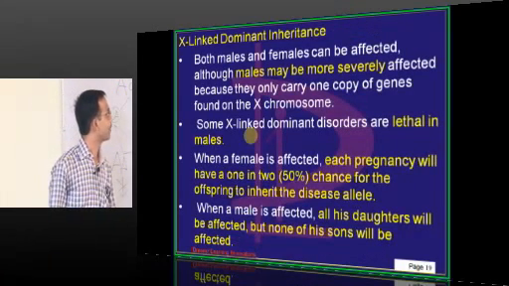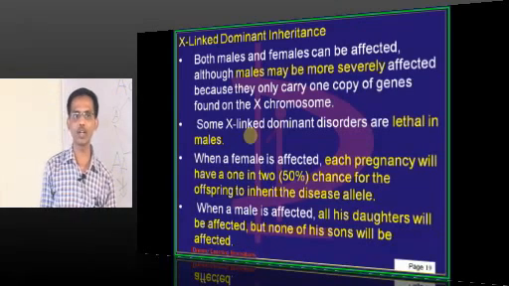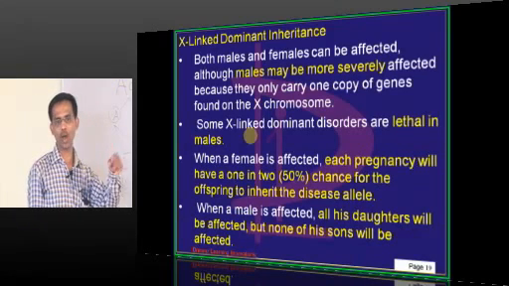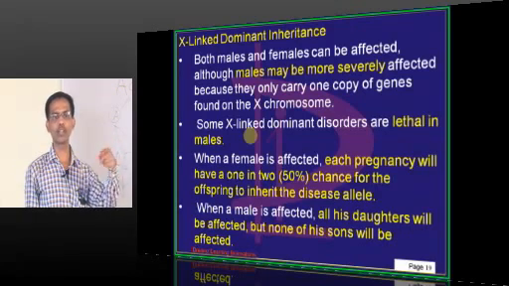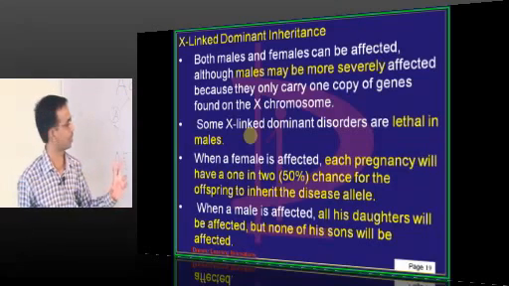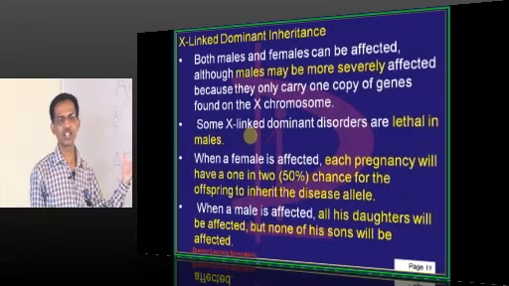Both males and females can be affected, although males may be more severely affected but lesser in number. The number is less, but the severity is more in males because they have only one copy of the X chromosome. In females, though there are two, one of them undergoes inactivation because of random inactivation, Lyon's hypothesis. Some X-linked dominant disorders are generally lethal.